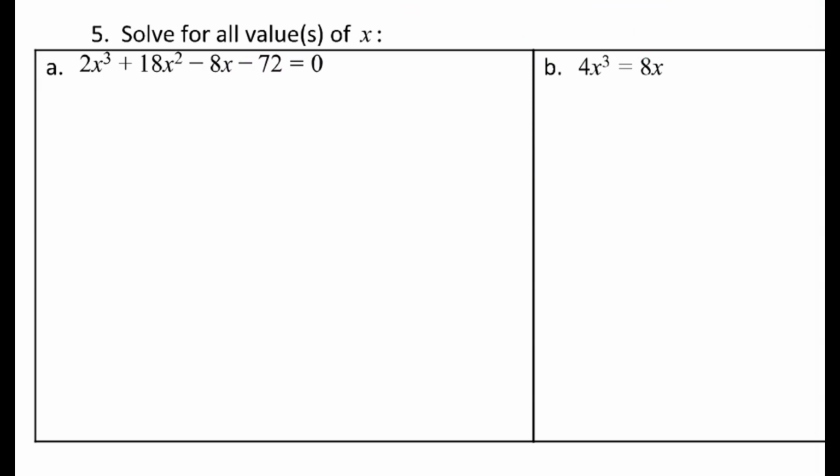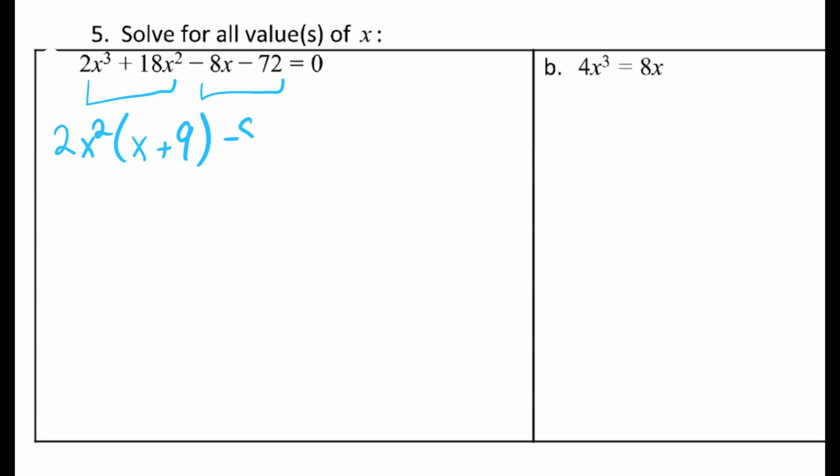Let's start with a. I notice that I have 4 terms there, and remember, anytime you have 4 or 6 terms, the easiest way to factor would be factor by grouping. So I already have it set equal to 0, so I don't need to rearrange this at all. If I'm looking at my first 2 terms, the GCF there would be 2x squared, because they're both divisible by 2 and x squared. And I would be left with x plus 9 in the parentheses.